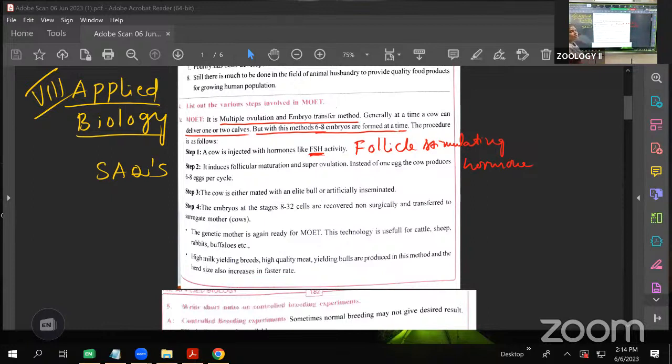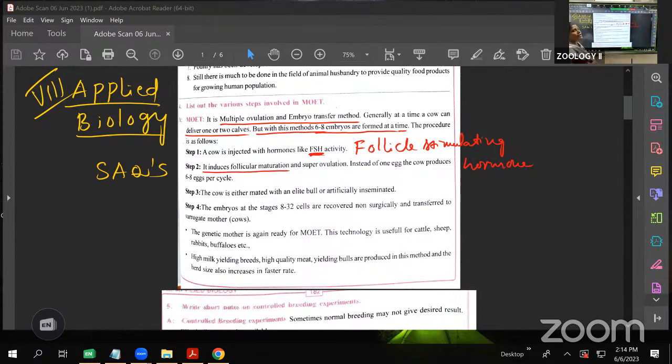Males undergo spermatogenesis, but here we are taking the female. That's why the cow is injected with the hormone. FSH hormone is introduced into the cow, and it induces follicular maturation.